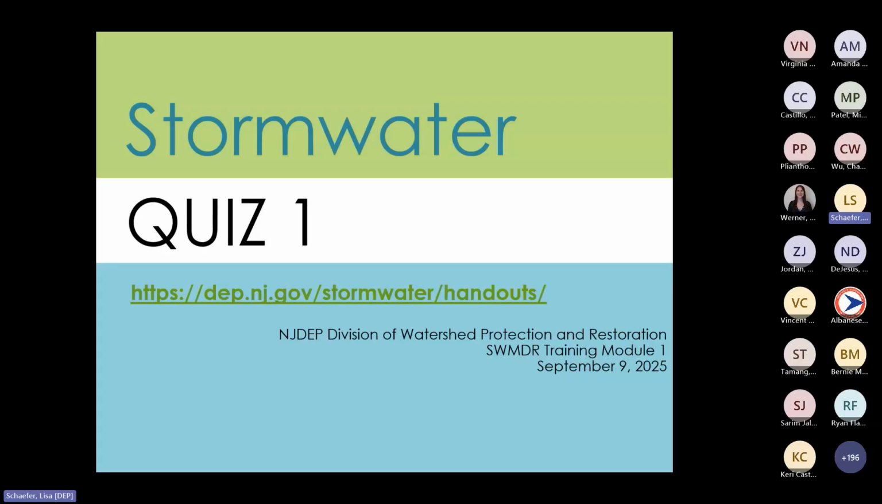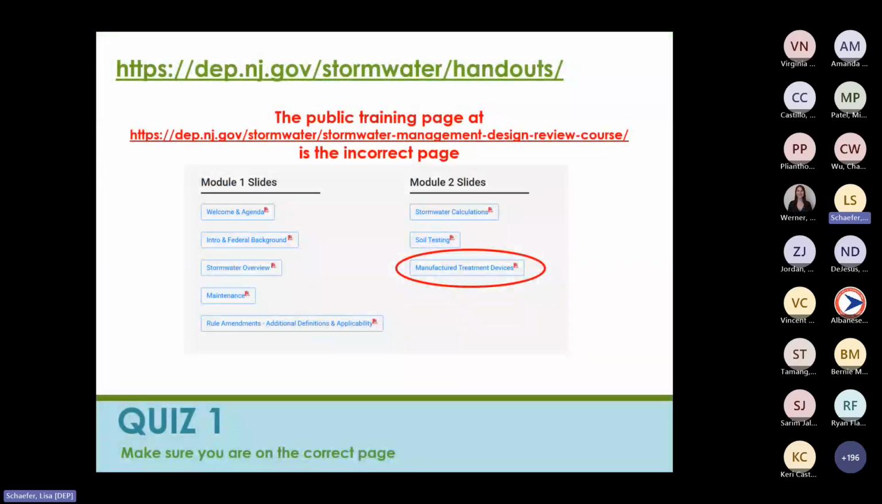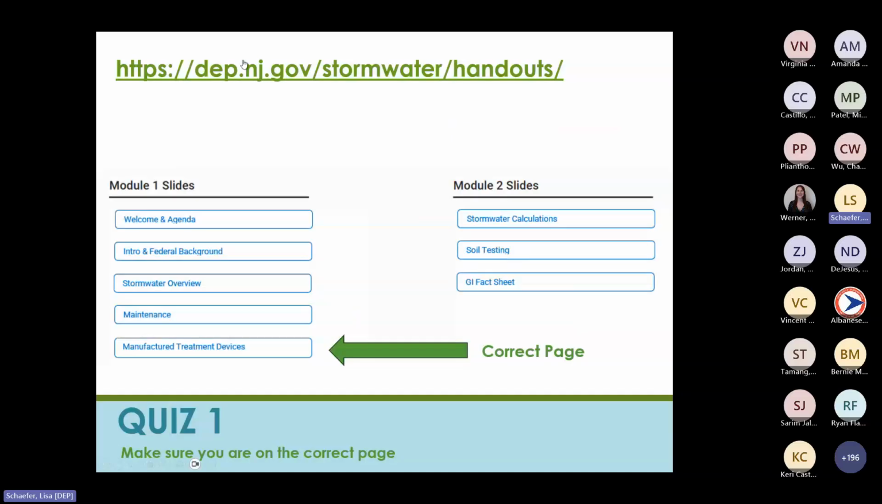Okay, so you're ready? At the top of the slide in green is the link I just mentioned that will take you to the special training page for this session of the class. However, don't use the link under the training tab of our main webpage, which looks like this. If you're looking at slides and you're seeing the MTD presentation that we just had under Module 2, you're on the public-facing page. Instead, by going here, you should see MTDs are now under Module 1. So make sure you're on the correct page to take the quiz.